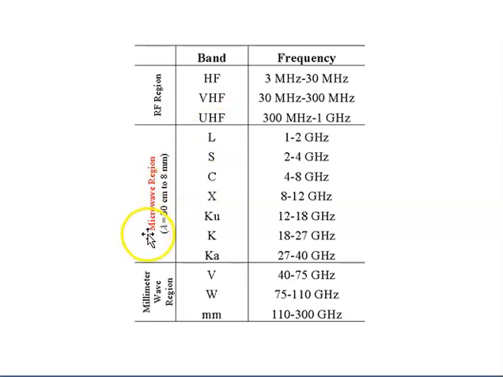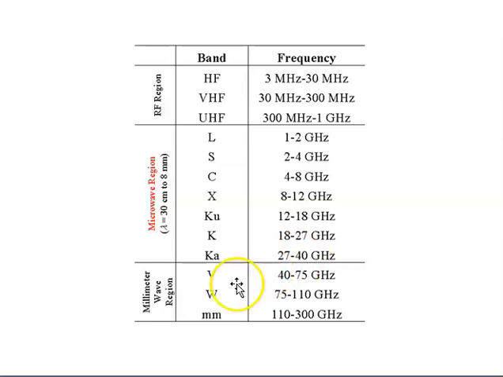Next, the microwave region. The microwave region starts from 1 GHz up until 40 GHz. The bands for the microwave region are L, S, C, X, Ku, K, and Ka band. In terms of wavelength, lambda starts from 30 centimeters. When lambda equals 30 centimeters, this refers to 1 GHz, up until 8 millimeters. When lambda is equal to 8 millimeters, that refers to 40 GHz.